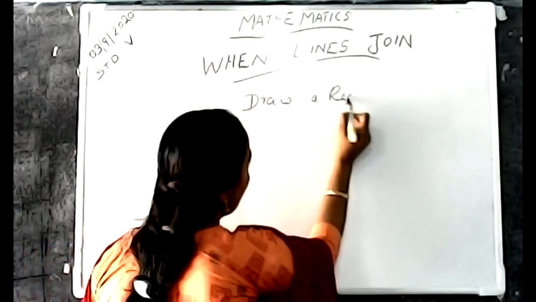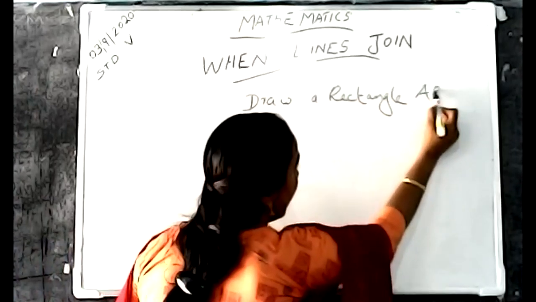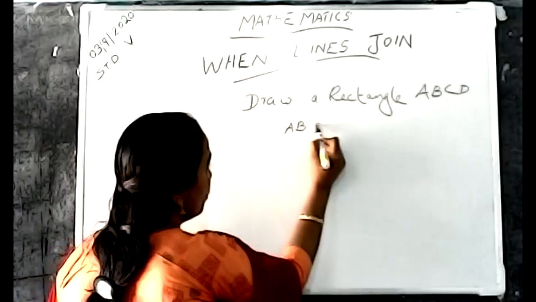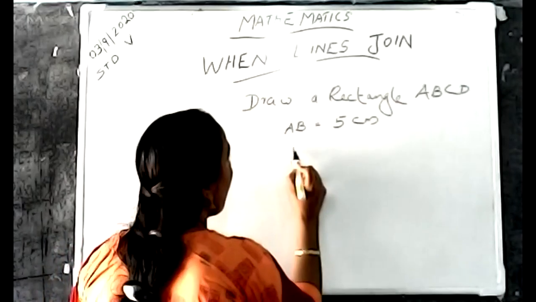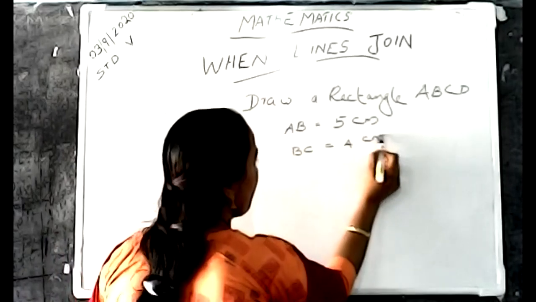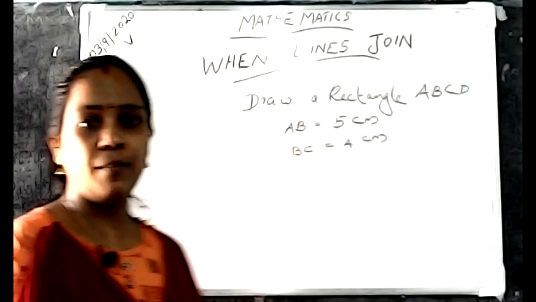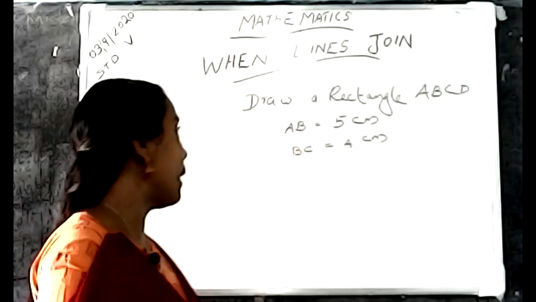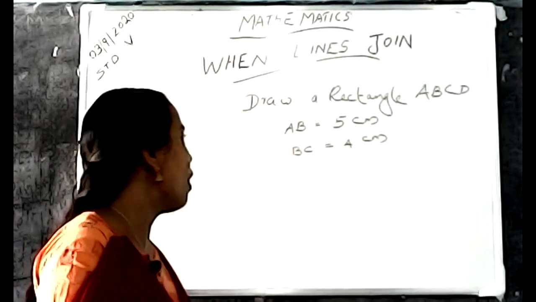Draw a rectangle ABCD. AB is equal to 5 centimeter. BC is equal to 4 centimeter. Okay. Rectangle ABCD. We want to draw rectangle ABCD. AB is equal to 5 centimeter. BC is equal to 4 centimeter.